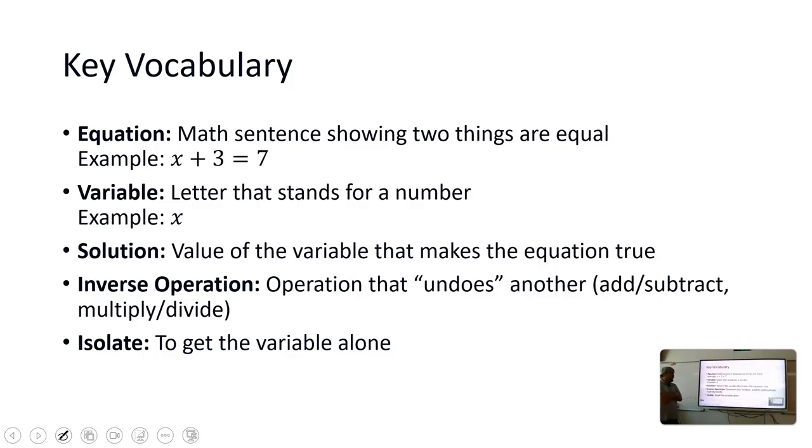Next, we have a solution. A solution is just a value of the variable that makes the equation true. And then we'll use lots of inverse operations. An inverse operation is an operation that undoes another one. So for example, the opposite of subtract is add, the opposite of multiply is divide, and vice versa. And then we're going to isolate. Isolate basically means being alone. So we're trying to get the variable to be by itself on one side of the equation.